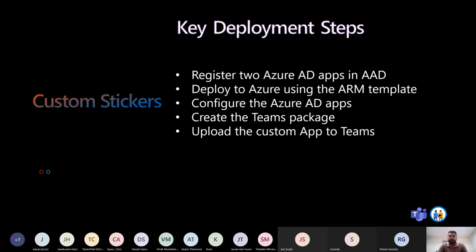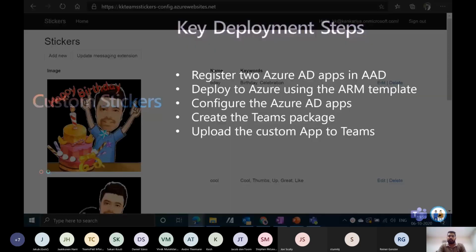Then a single-click deployment of essential Azure resources using the ARM template. You then configure the apps that you registered in step one. You create and upload the Teams package as a messaging extension app. That's it. When you're done with all these steps, your Custom Stickers app should be ready for you to use in your Teams tenant. So let's have a look at the demo of how this app works.